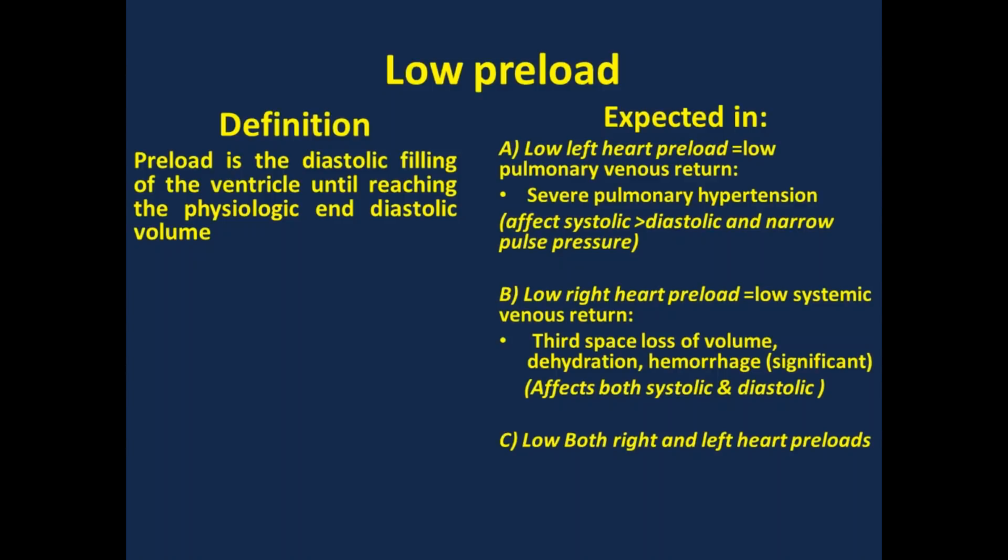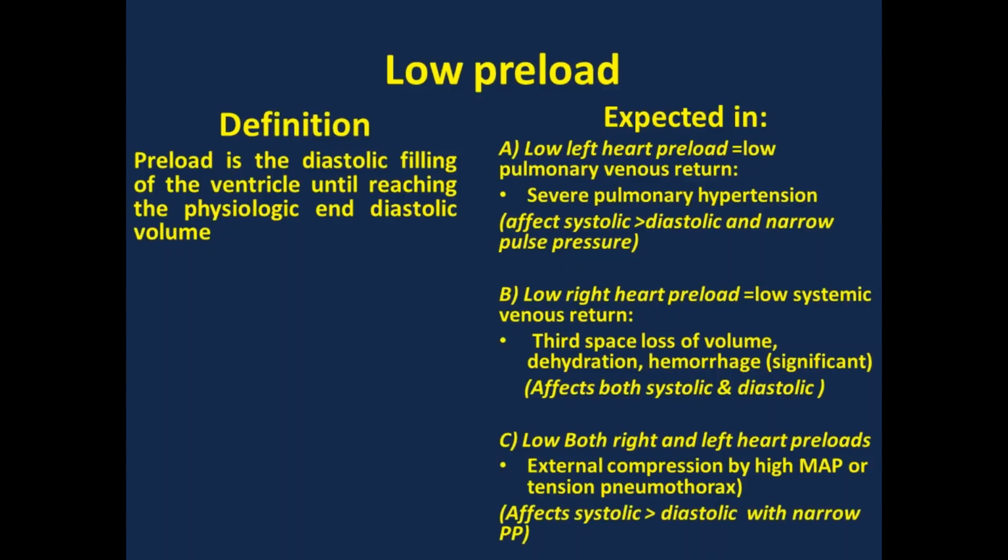If you have low both right and left heart preloads, you may have that in external compression, like mean airway pressure, or tension pneumothorax, or cardiac tamponade if you have pericardial effusion, and it will be limiting both left side and right side venous return. So it will affect both systolic and diastolic blood pressure.